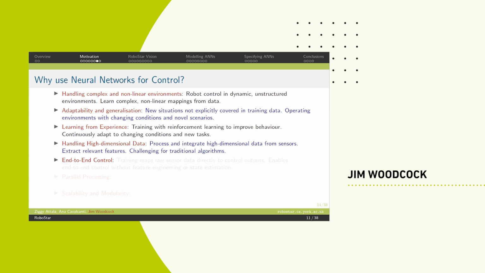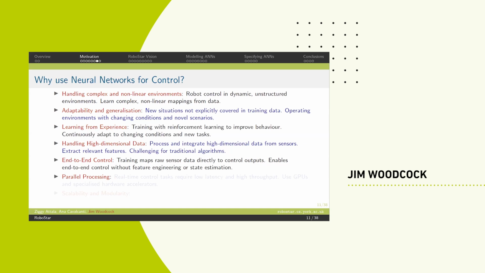We can use ANNs because of the end-to-end control we get. What's going on here is that the training data maps raw sensor inputs on the left to control outputs. And it enables end-to-end control without feature engineering or state estimation. State estimation, a big problem in robotics.